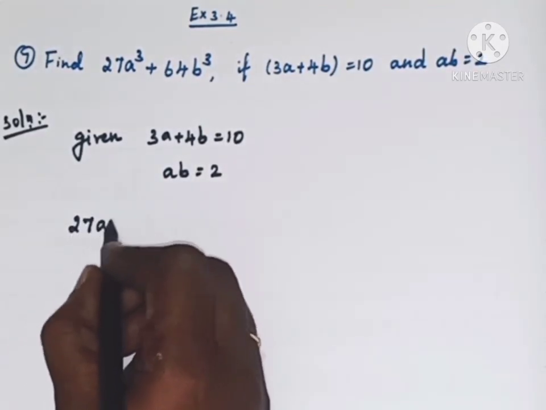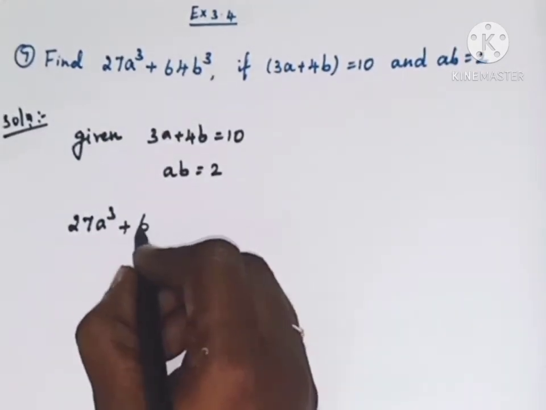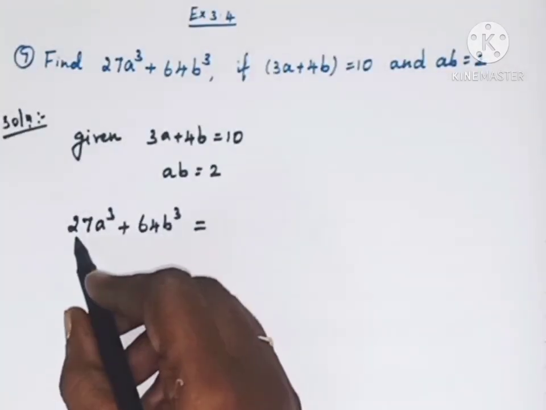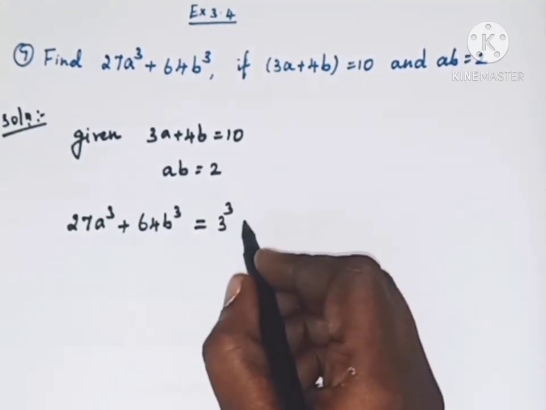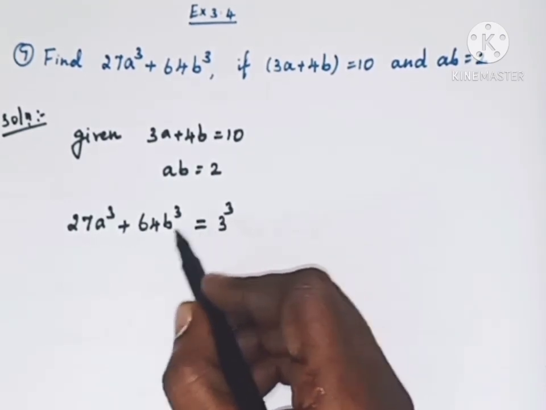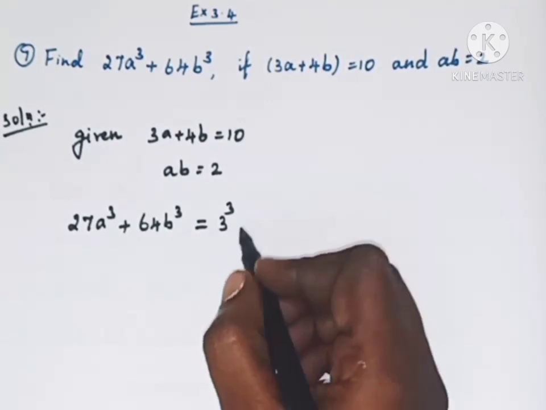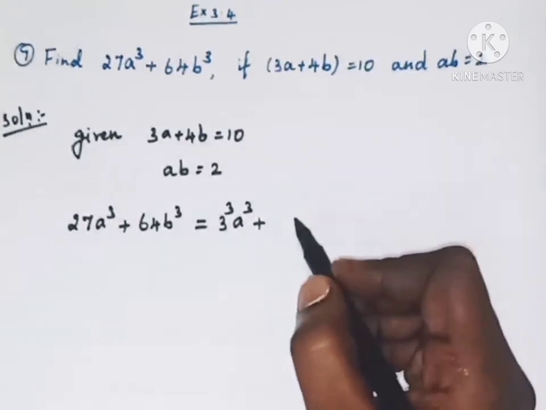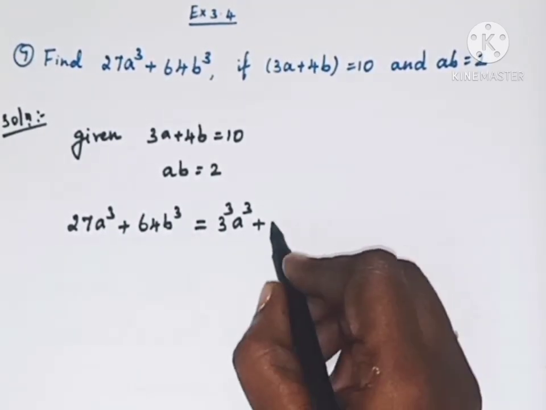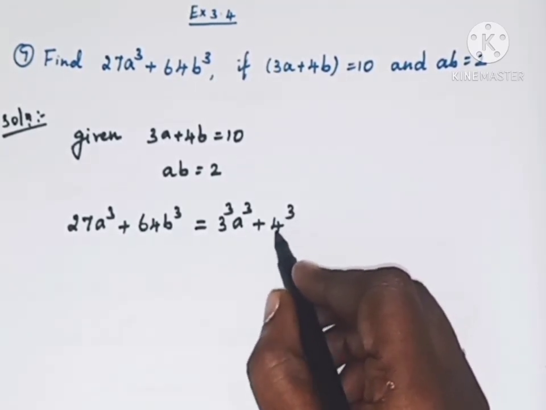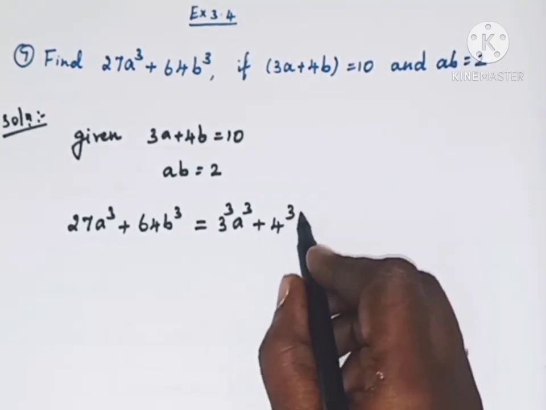Now we have to find 27a cube plus 64b cube. 27 can be written as 3 cube, because 3 into 3 into 3 is equal to 27. 3 3s are 9, 9 3s are 27. So 27 can be written as 3 cube and a cube, plus 64 can be written, in the similar way, as 4 cube, 4 into 4 into 4. 4 4s are 16, 16 4s are 64. So 4 cube into b cube.